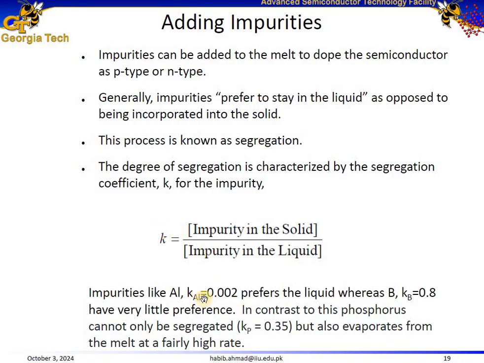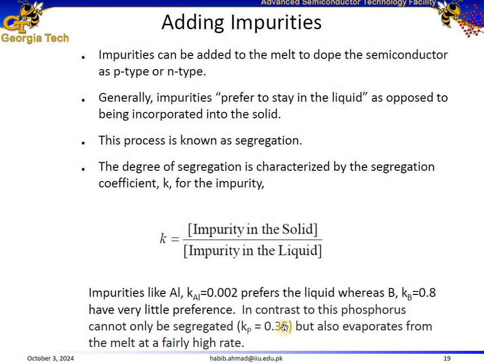silicon. For aluminum, the segregation coefficient is 0.002, meaning that it almost always stays in the liquid with very little getting incorporated into the solid. As compared to that, the segregation coefficient of boron is 0.8, meaning that it shows less preference for staying in the liquid, and it's more likely to be found in the solid. So it's comparative. Boron has a better tendency of getting into the single crystalline silicon ingot, as compared to aluminum.